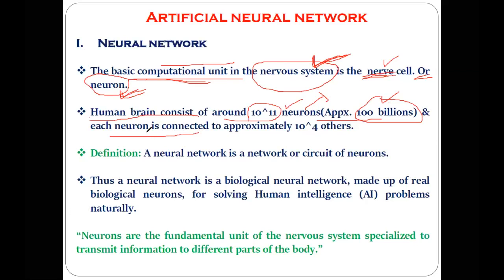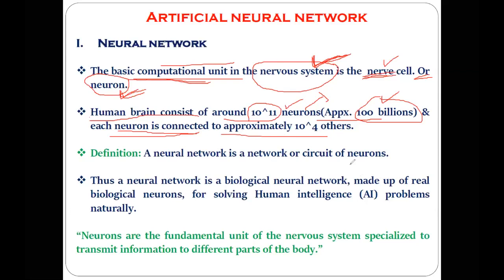In the human nervous system, each single neuron is connected to other neurons, approximately 10 raised to 4 other neurons. Understood? When these different neurons get connected to each other, a network is formed, just like the computer network you must be knowing. When different computers get connected, we call it a computer network.